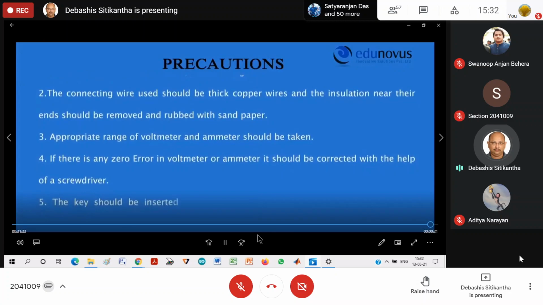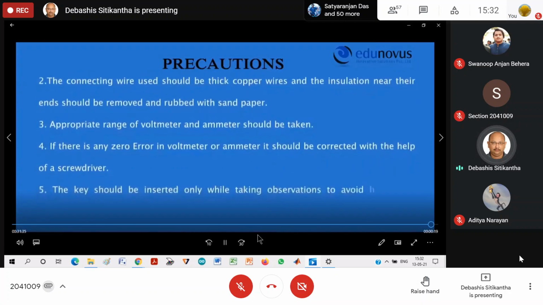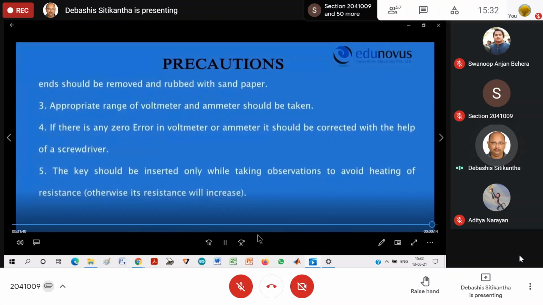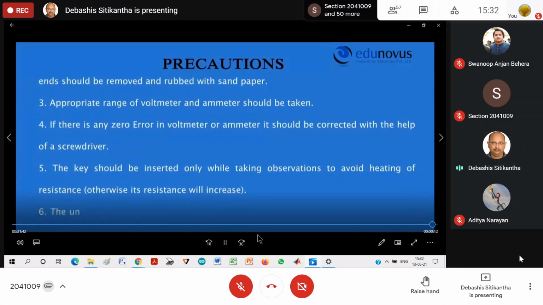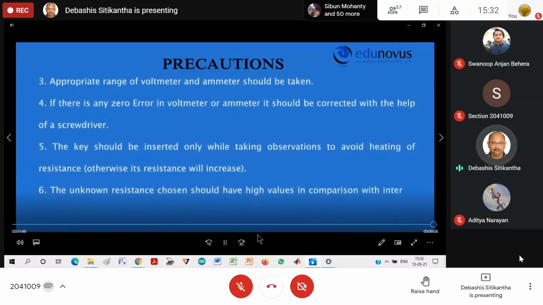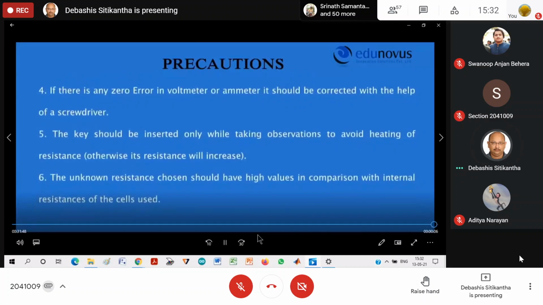The key should be inserted only while taking the observations to avoid the heating of resistance. Otherwise, its resistance will increase. The unknown resistance chosen should have high values in comparison with the internal resistances of the cells used.